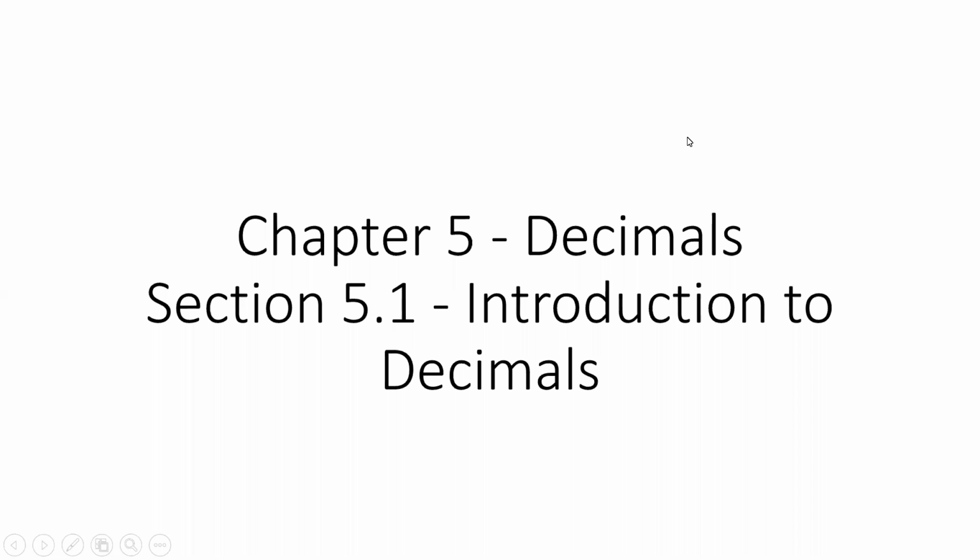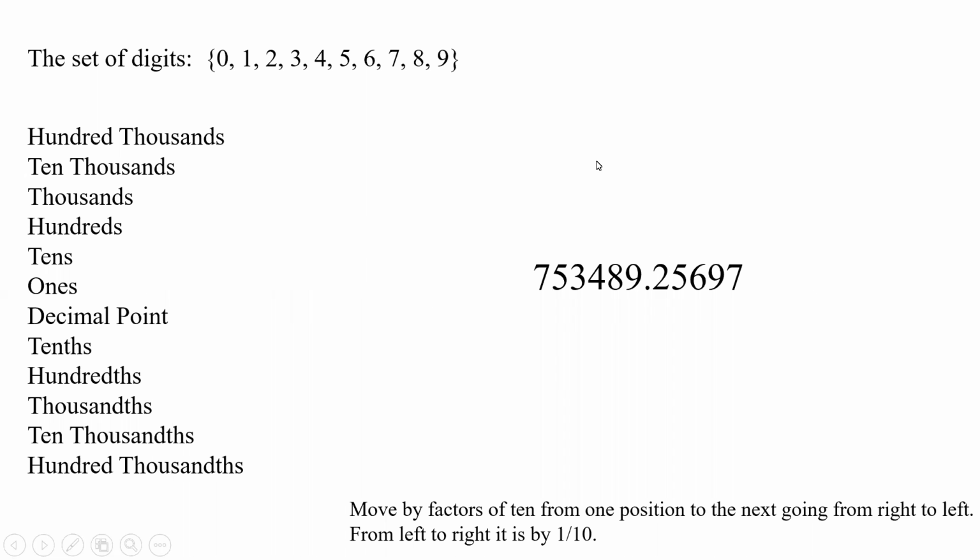Okay, we're starting Chapter 5 on decimals. First is Section 5.1, Introduction to Decimals. So when we're looking at decimals, we're going to use the set of digits 0, 1, 2, 3, 4, 5, 6, 7, 8, and 9. And it's going to be kind of like whole numbers. That's how we're going to look at it.